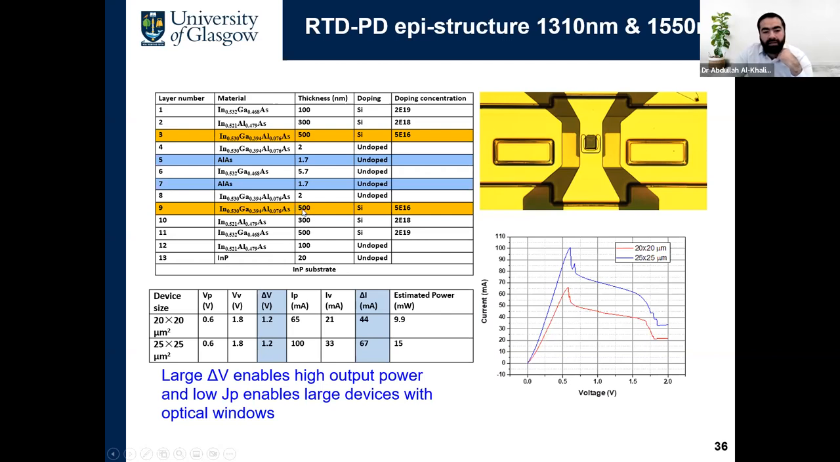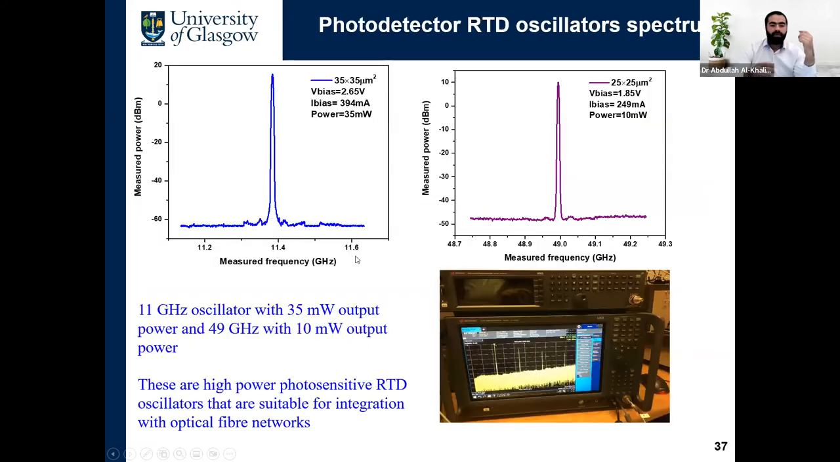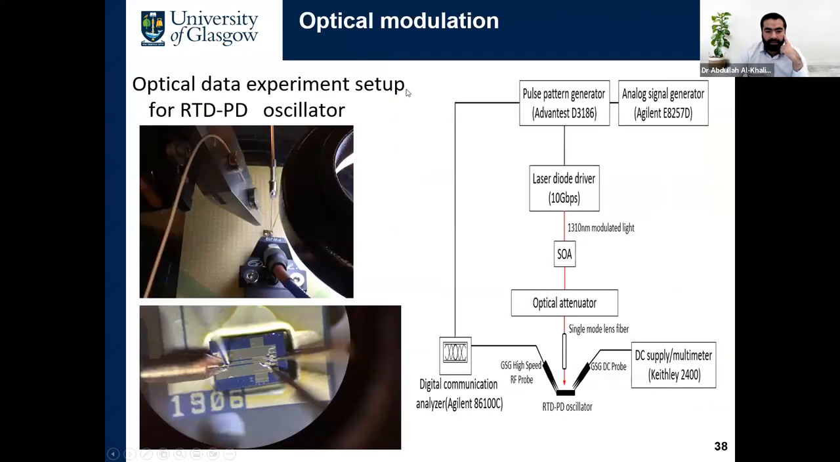The difference between this and the electrical one is these two layers, so layer number 3 and number 9. The conventional one will only have these layers, but here we have 500 nanometer thick optically sensitive layers. So the light absorption will happen in these layers. And again, we can control the composition and the doping in order to maximize the light absorption. For these ones, we demonstrate very high powers, so 35 milliwatt of power at 11 gigahertz, and 10 milliwatt of power at 49 gigahertz. These are large size devices to allow for the optical window, so we can have some optical injection.